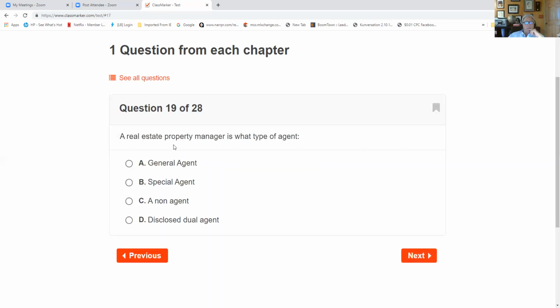A real estate property manager is what type of an agent? So if you are a real estate property manager, you are a general agent. If you're a listing agent, or if you're working with a buyer, you're a special agent. If you're a non-agent, it means you have no fiduciary duties. And if you were a disclosed dual agent, you would have to have informed consent to both parties. But a property manager is a general agent. They have a broad range of responsibilities over a long period of time.